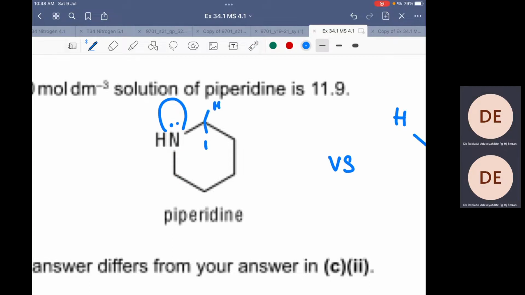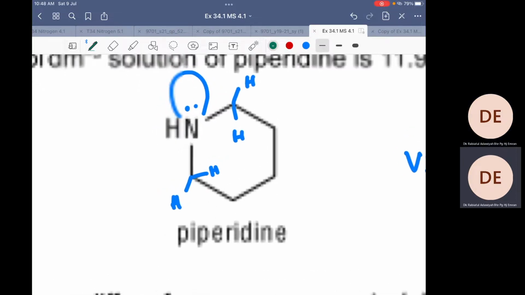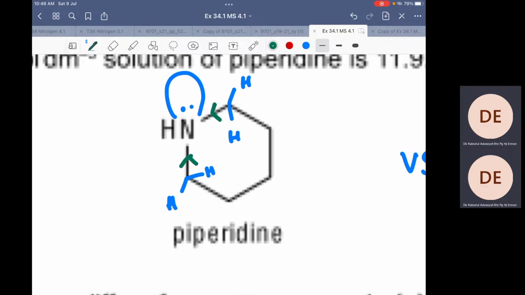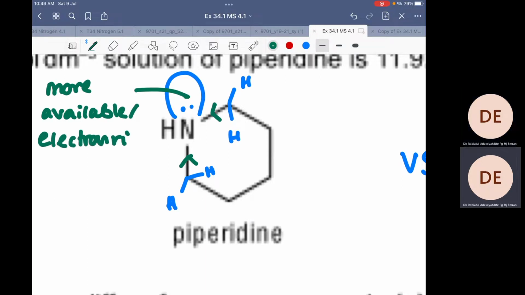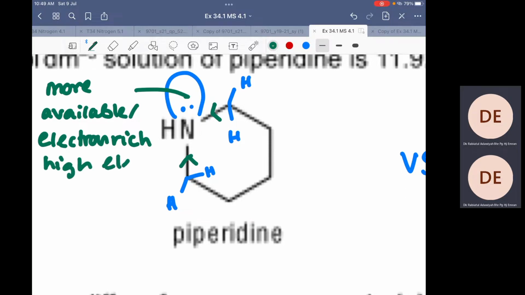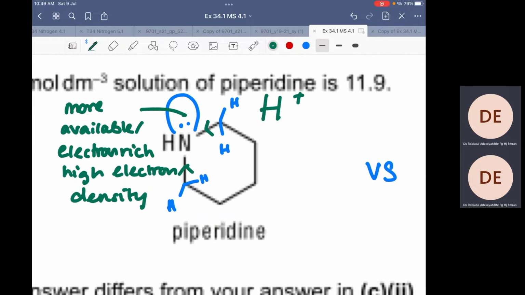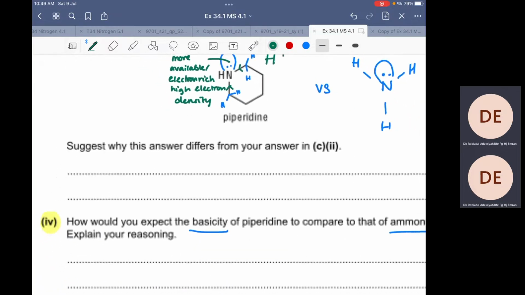This group is actually a CH2 group, and that is considered an alkyl group. Okay, now what do you know about alkyl groups? Electron donating or withdrawing? It donates electrons. It pushes electron density to the lone pair, making the lone pair more available, or we say more electron rich, or high electron density. Okay, so what effect does this have on the H plus? Will it be attracted more or less? More. So that means it is more basic than ammonia.